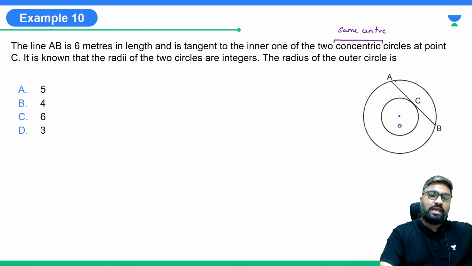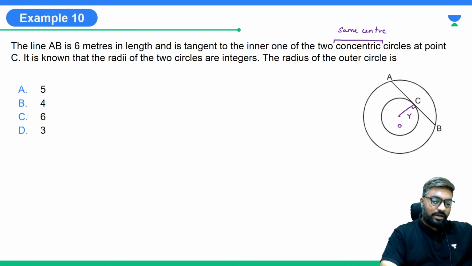So what happens for the outer circle? If you look at the outer circle, AB is an arc, so AB will be a chord here. Line AB is a chord, and OC is going to be perpendicular. Correct? Why will OC be perpendicular? Because it is a tangent to the smaller circle, so it is perpendicular to the radius small r.